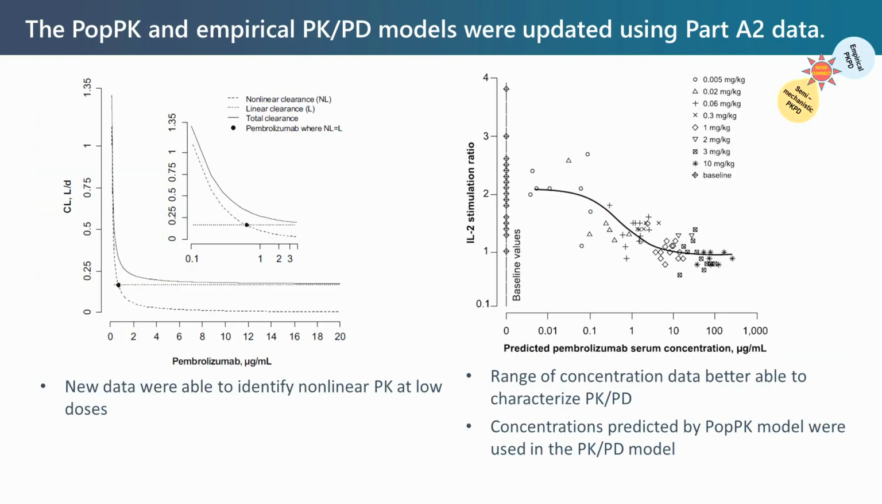The design selected for Part A2 was successful in that it filled in the gaps previously present in the data when only data from Parts A and A1 were considered. For example, the newly collected concentration time data suggested concentration-dependent clearance at lower doses, and the population PK model was updated accordingly. Also, as shown on the right, Part A2 was able to fill in the gaps in the PK/PD data, especially at the lower doses, resulting in a more robust PK/PD model.